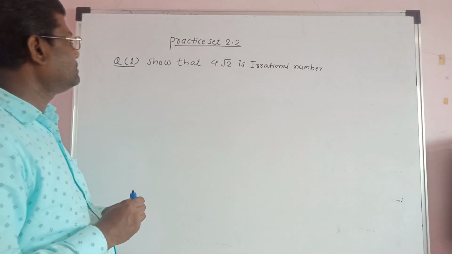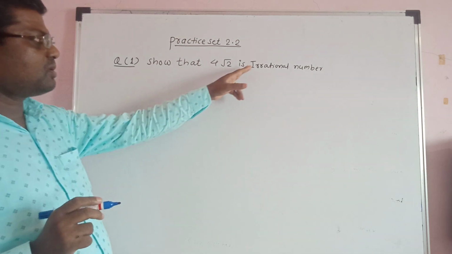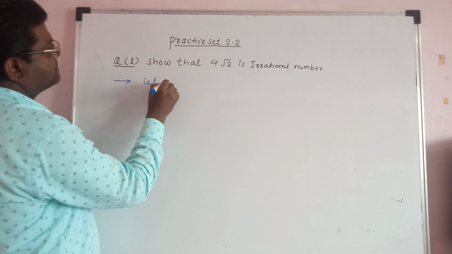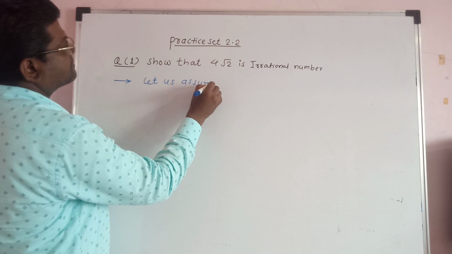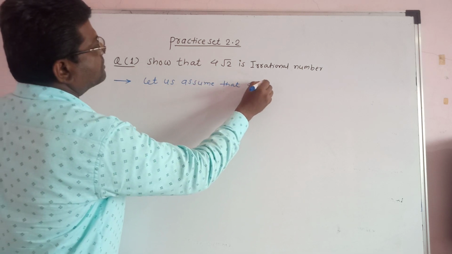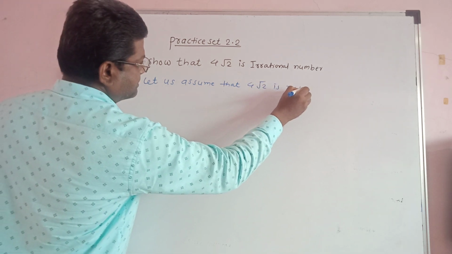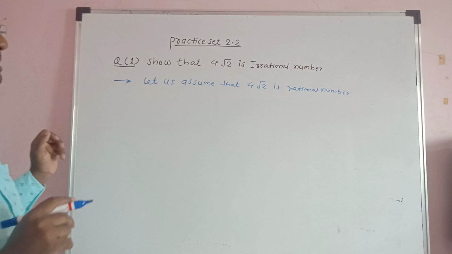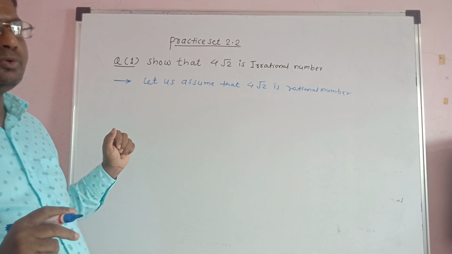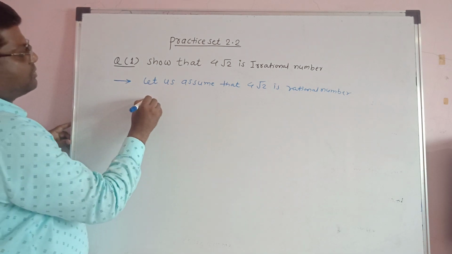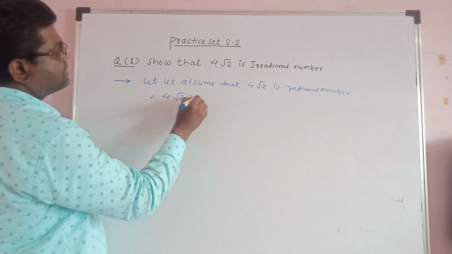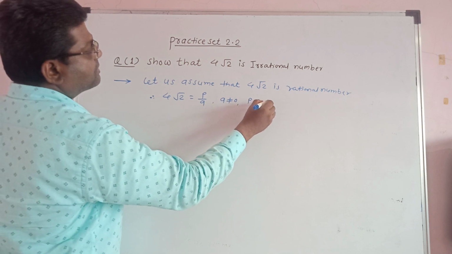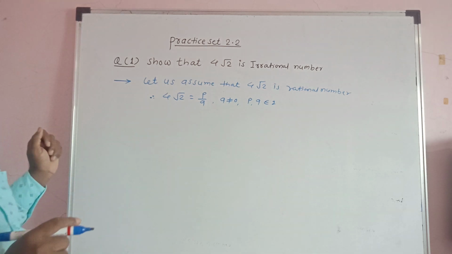Practice set 2.2. Question number 1. Show that 4 root 2 is an irrational number. Now let us solve this question. Let us assume that 4 root 2 is a rational number. As 4 root 2 is a rational number, it can be represented in p upon q form. Therefore we can write 4 root 2 is equal to p upon q, where q is not equal to 0 and p, q belong to I. That is, p and q are integers.